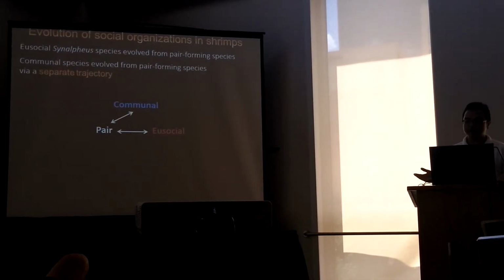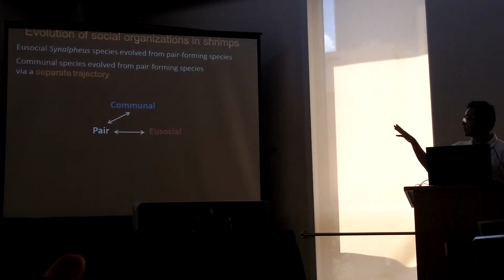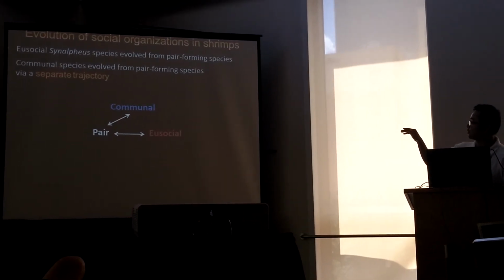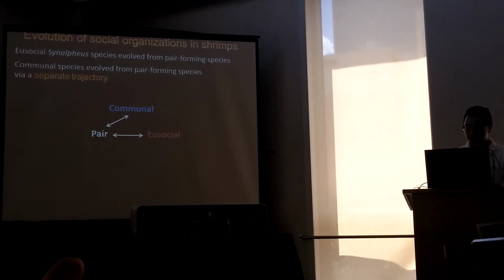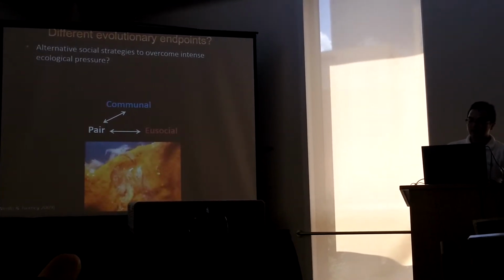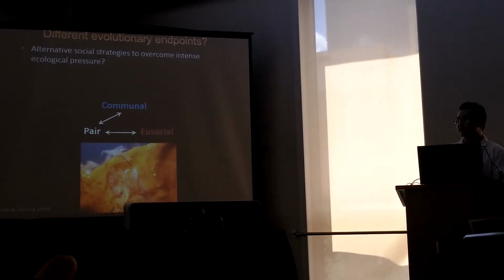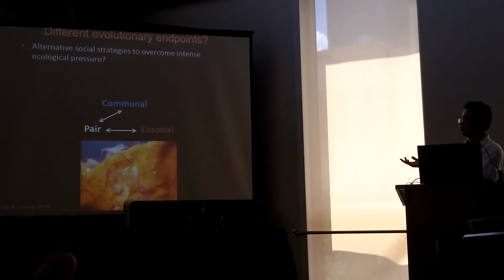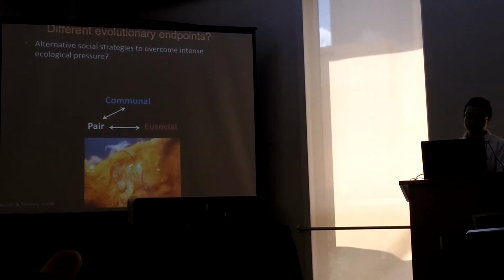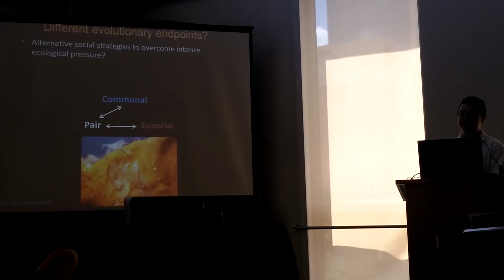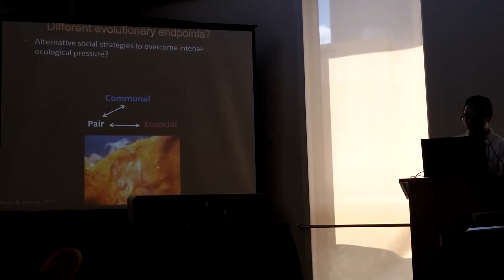This model means that eusocial species evolved from pair-forming species. Communal species also evolved from pair-forming species, but via a separate trajectory. And this suggests that communal and eusocial species might be 2 different evolutionary endpoints. This actually agrees with what's found in Hymenoptera, where it has been proposed that communal and eusocial species are alternative social strategies to cope with ecological pressure.